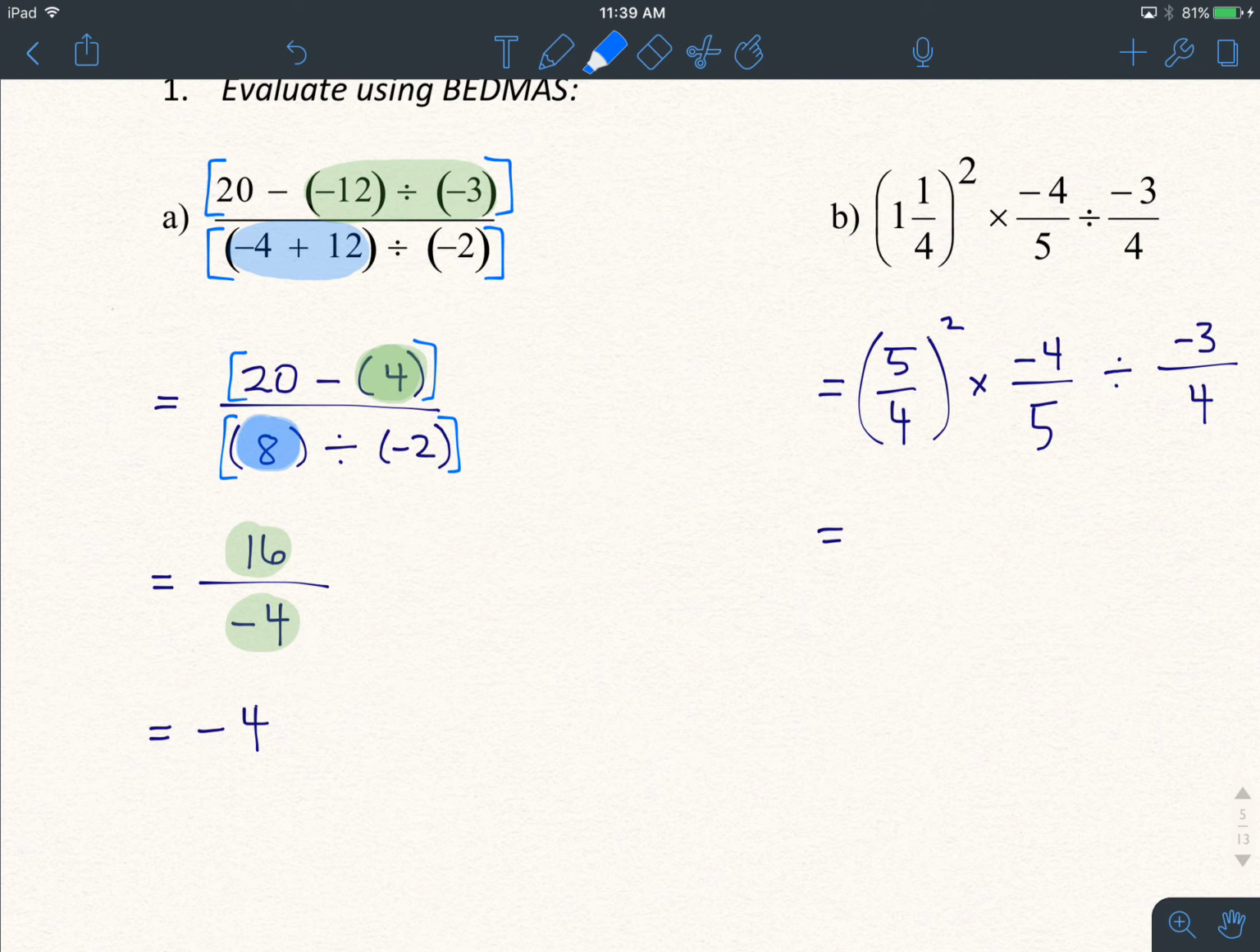So in our numerator, we have 20 minus 4, that gives us 16. In our denominator, we have 8 divided by negative 2, and that gives us negative 4. So that's what we have to finish our numerator and our denominator. Now those imaginary brackets are essentially finished. Now we can move on to the division. And our answer, 16 divided by negative 4, gives us negative 4. And that's evaluated. So let's have a look at our second example.